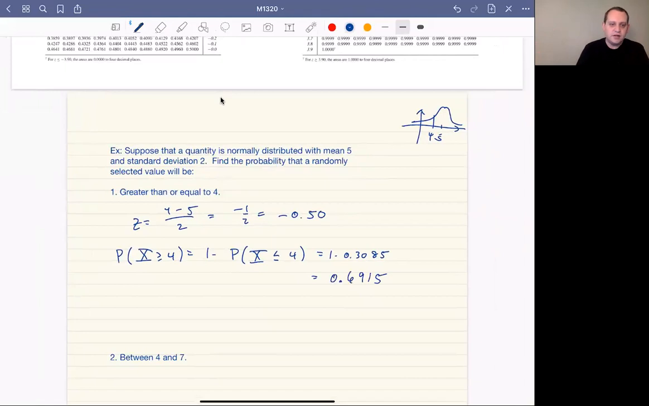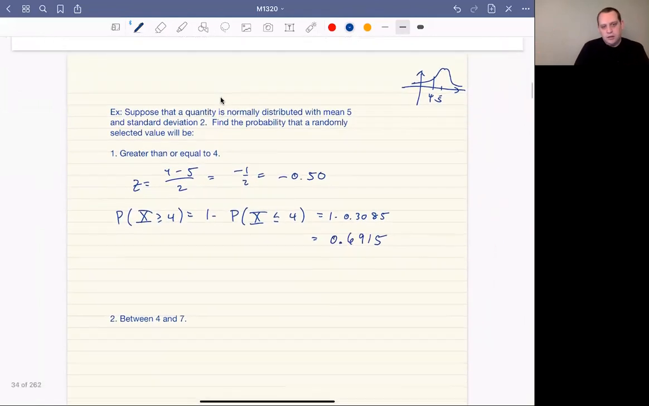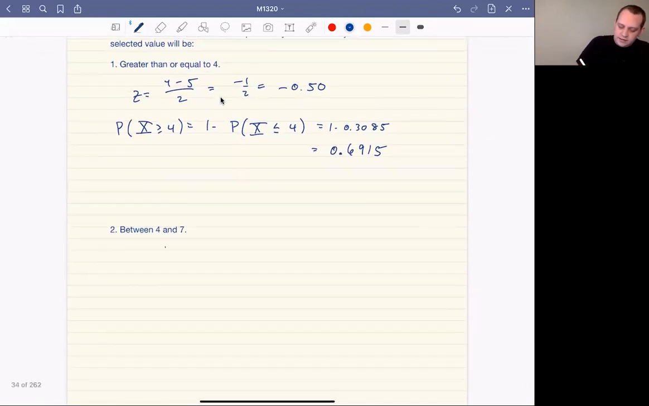And likewise, let's talk about the probability that a randomly selected value is between 4 and 7. So one way that we can do that is, again, a picture will be helpful. We have a mean of 5. And so if we want to find the values between 4 and 7, we're talking about this area here.